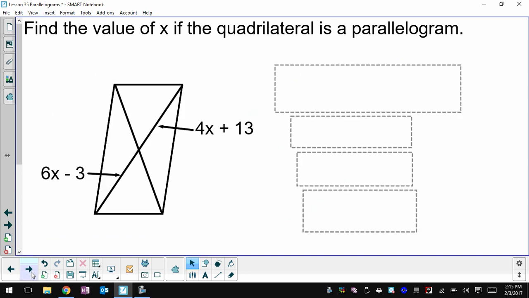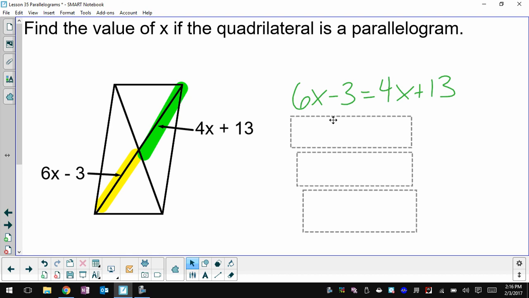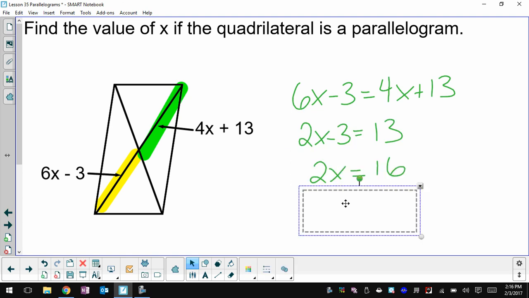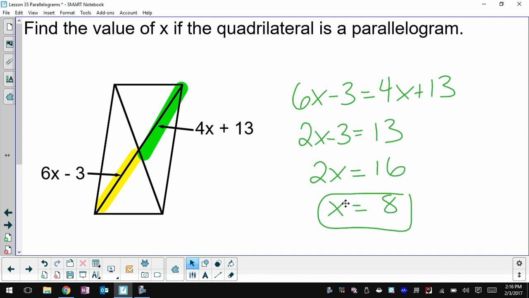Again, I have a parallelogram. I want to see which property it is that I can use to help me. I have the 2 diagonals, so that means that the little pieces are equal to each other. So this little piece that's 6x minus 3 should be equal to this piece that's 4x plus 13. So I can write that equation. And I can solve to find that x is 8.